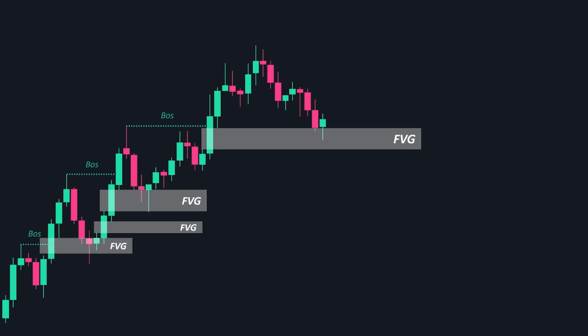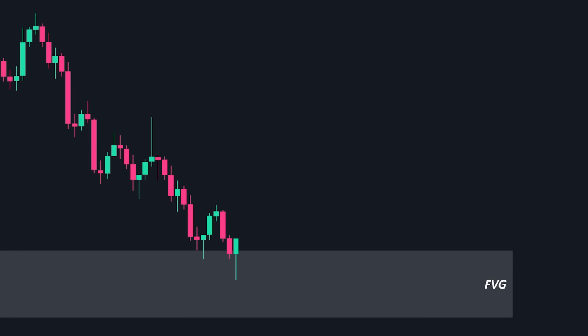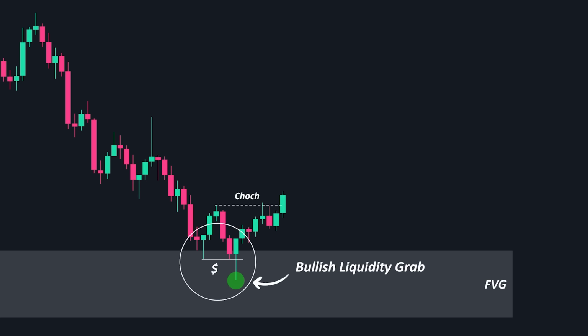So, let's switch to the 5-minute chart. Here, in the final step on the lower time frame, you want to look for signs of a possible reversal. One strong signal is formation of a bullish liquidity grab pattern. This indicates that sellers failed to push price lower, signaling bullish momentum. If the following move also forms a change of character, it provides additional confirmation.